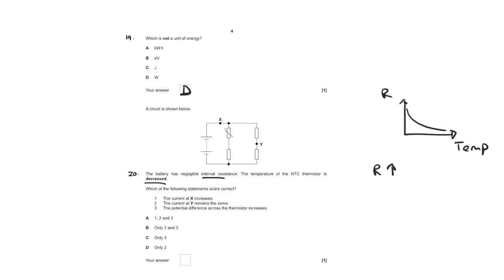Number 1, current at X increases. No, it doesn't. That's out. Number 2, the current at Y remains the same. Well, because it is parallel, it would not change, so that is true. And number 3, the potential difference across the thermistor increases. Well, yes, it does, because resistance increases, and so does voltage. So the answer is B.